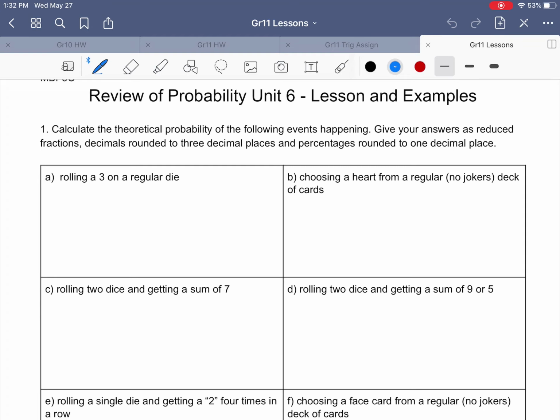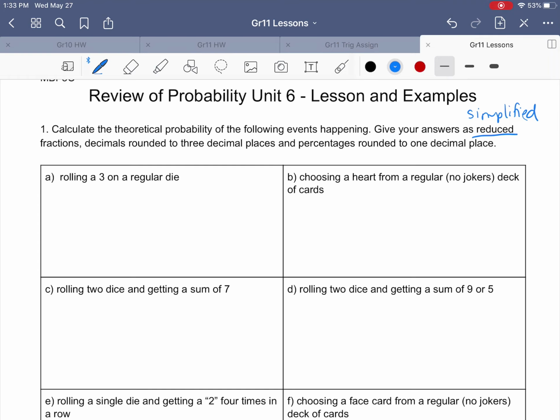So our first question that we're going to be looking at is to calculate the theoretical probability of the following events happening. We're going to give our answers as reduced fractions, decimals rounded to 3 decimal places, and percentages rounded to 1 decimal place. Now, reduced fractions are also sometimes just called simplified fractions.